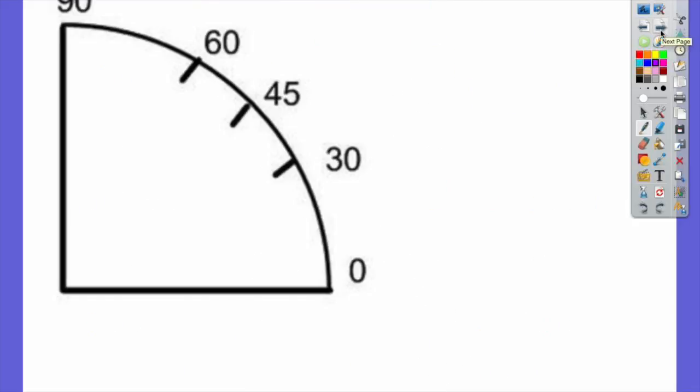Now, every degree has a radian counterpart. 0 degrees is how many radians?